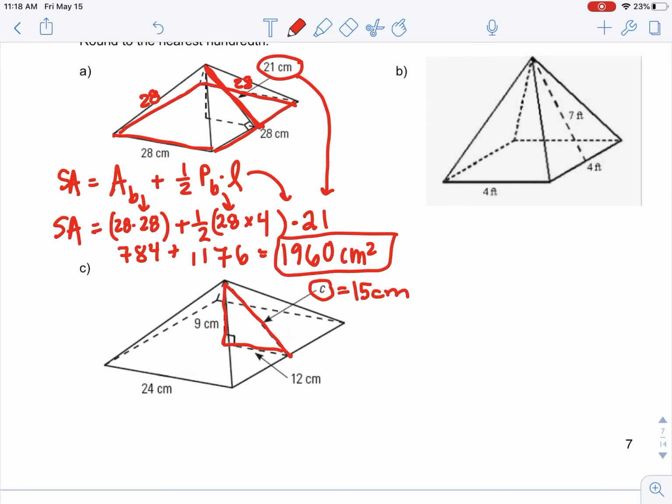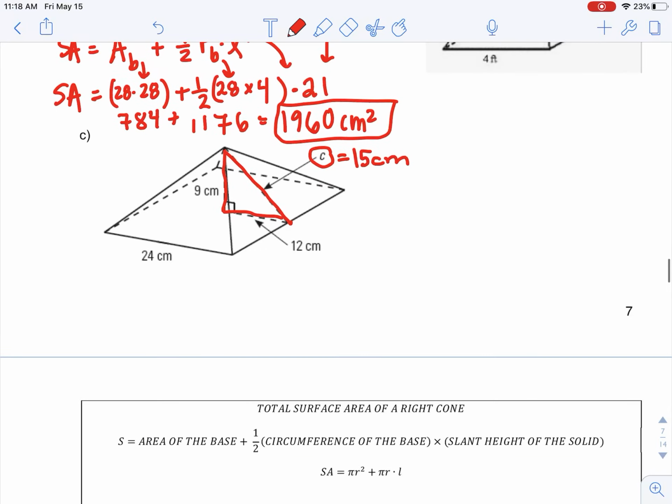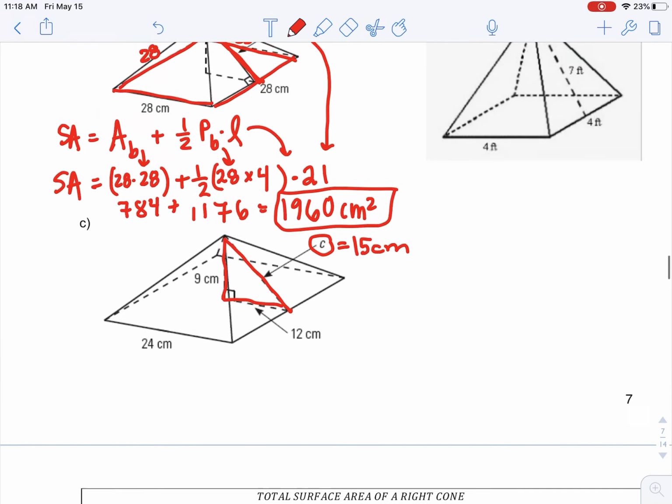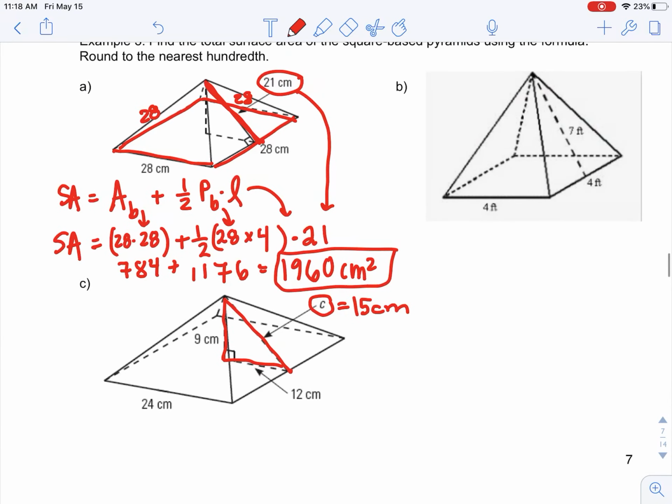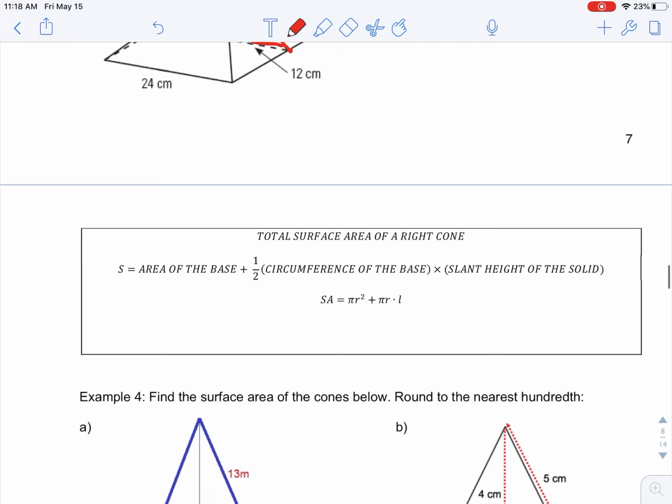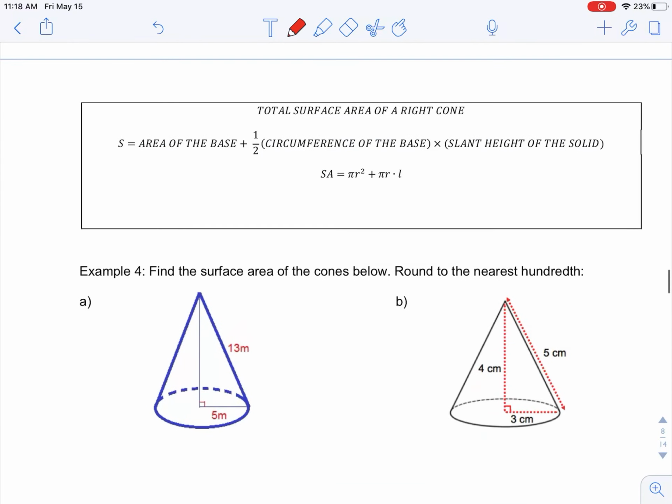All right, so that's for a pyramid. Now let's move on to page 8. You'll finish, go back and do B and C on your own. You can pause it and do it now, and then come back to the video. We'll do page 8 now.